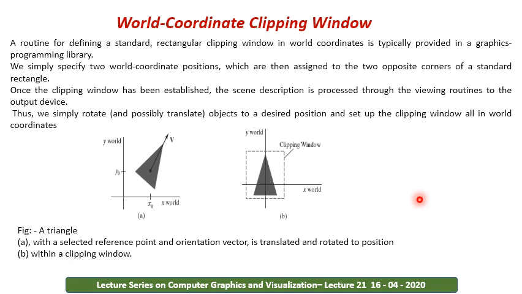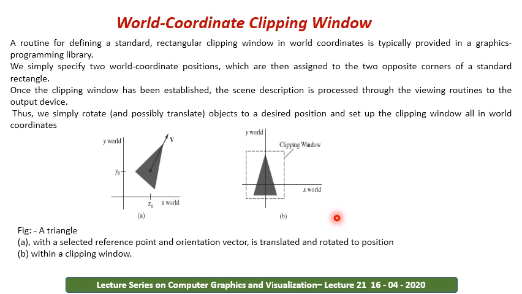A routine for defining a standard clipping window in world coordinates is typically provided by some graphics library, and we simply use two world coordinate positions assigned to the opposite corners of a standard rectangle. If this is the clipping rectangle we have chosen, we have to give these two corner positions. Once the clipping window has been established, the scene description is processed. Whatever part of the scene lies within the clipping window will be processed, and the part that lies outside of the clipping window will not be sent for display.